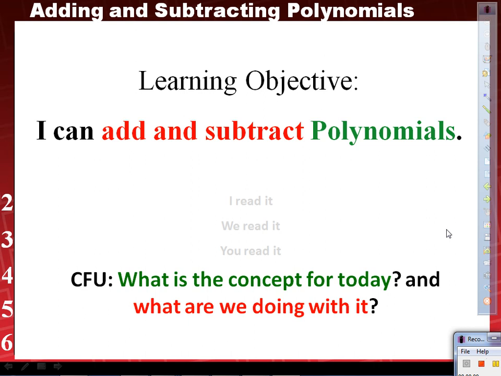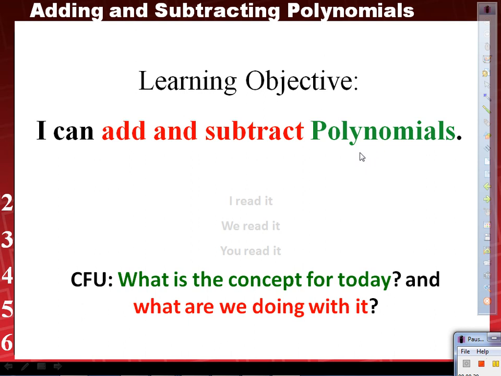We already know what they are. So in your FAIR model, I want you to start your FAIR model by yourself without looking at your notes. Write a definition, an example, non-example, and a hashtag. I'll give you 2 minutes. Okay? Go.